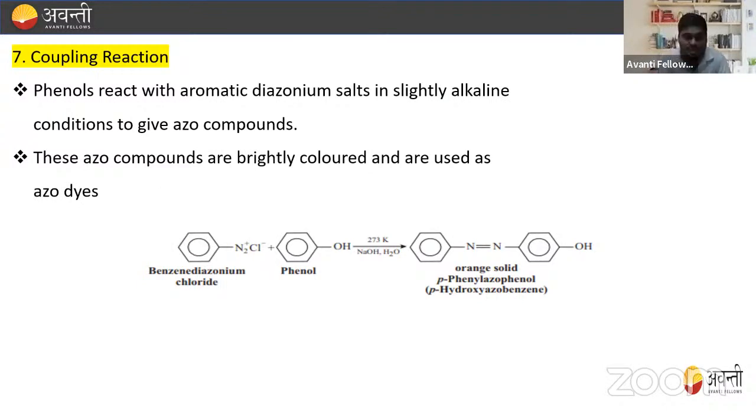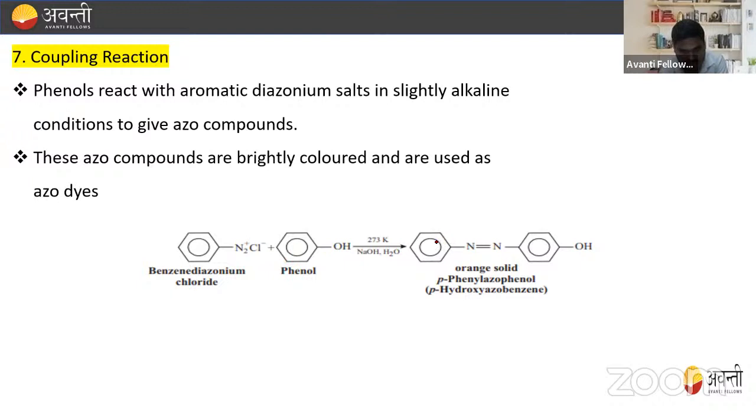Now, one more and last important reaction is the coupling reaction. Phenol reacts with aromatic diazonium salt in slightly alkaline condition to give an azo compound. These azo compounds are bright colored and are used as azo dyes. So how will this reaction take place? Here this is nothing but benzenediazonium chloride, and this is known as phenol.